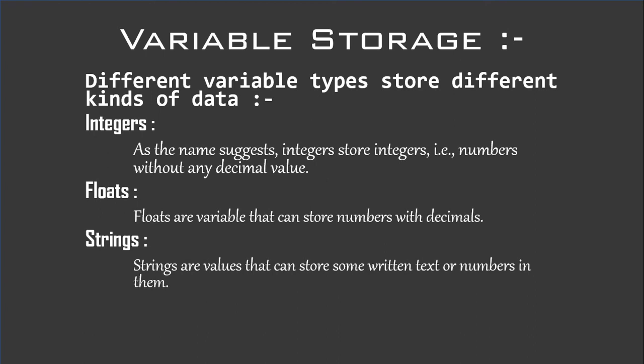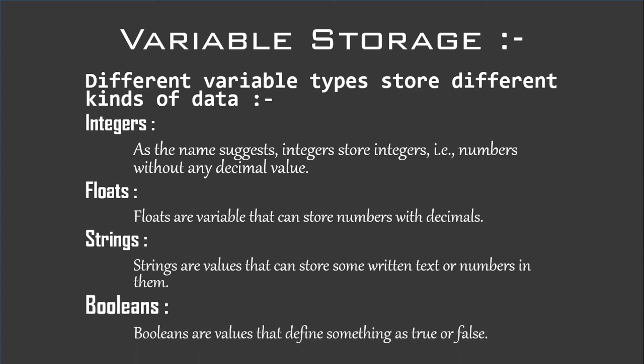Strings. Strings are values that can store some written text or numbers in them. For example, AttiDude or any other string value or text value. Booleans. Booleans are values that define something as true or false. In case we are making a game where we are checking if the player is on ground, so we use boolean to check whether they are on ground or not, and in many other cases they are used.